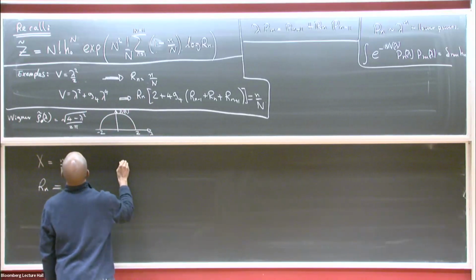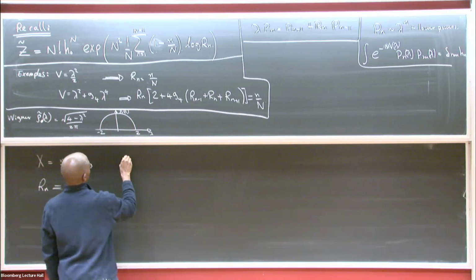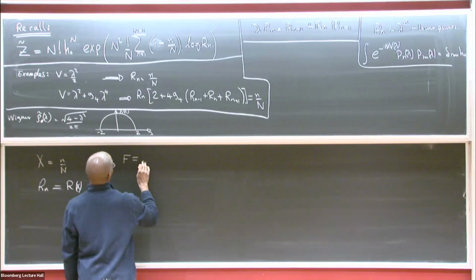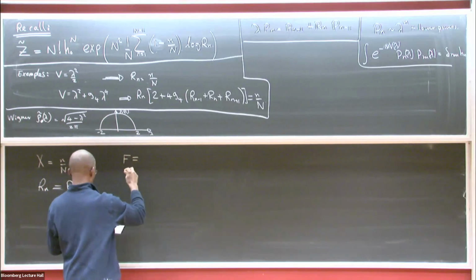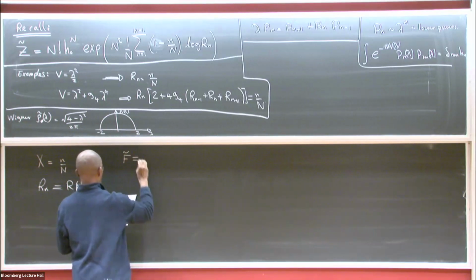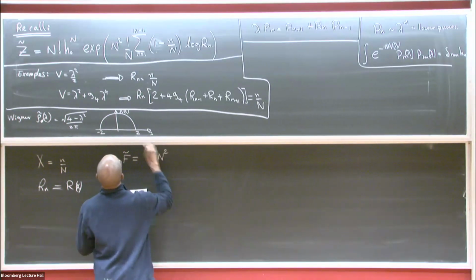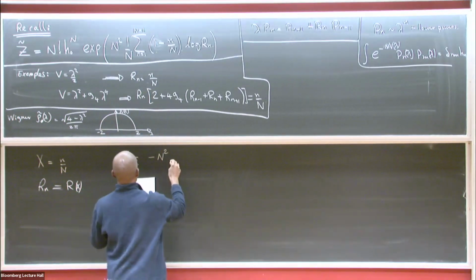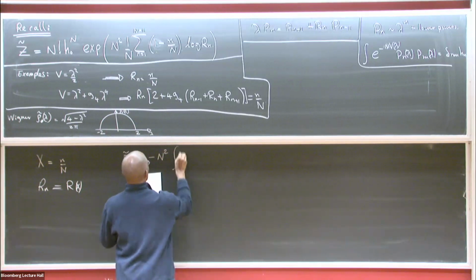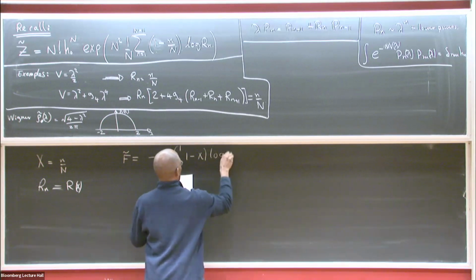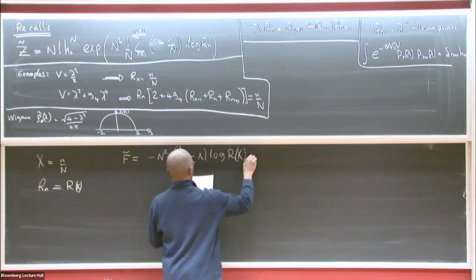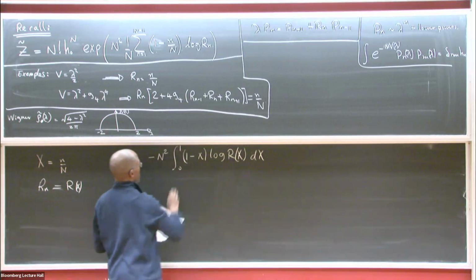And then I'm going to be interested in the free energy, the connected diagrams for the gravity problem. So I'm going to have minus a log of this thing here. I think I'll still put a tilde on this. And so I'll have minus N squared. There'll be an overall factor, which we won't worry about. Integral from 0 to 1 of (1 minus x) log of R of x dx is the thing that we need to study.